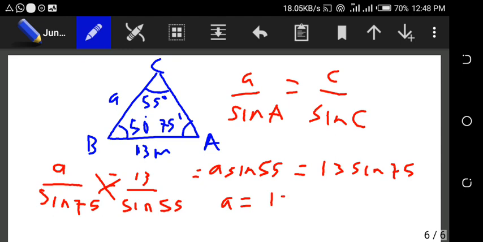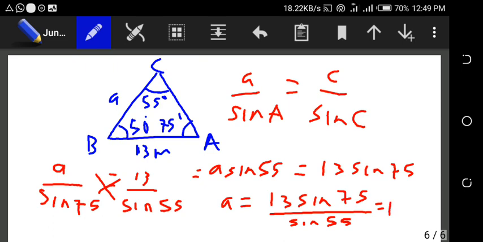Alright, now to get our a, we'll have to divide both sides by sine 55. So that would mean 13 sine 75 over sine 55. Now going ahead to punch the values in your calculator, you are going to get approximately a is equal to 15.3 meters. A is equal to 15.3 meters. All right, so that's a case of how we can use the sine rule to find the missing sides.